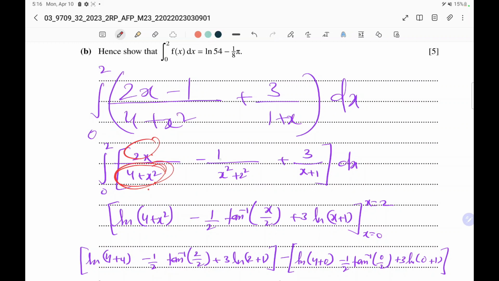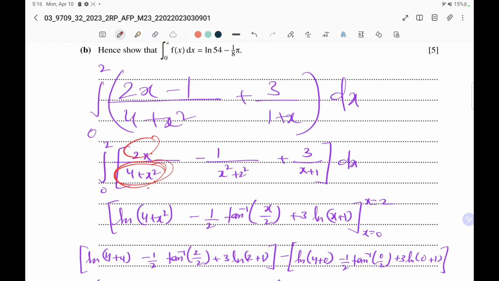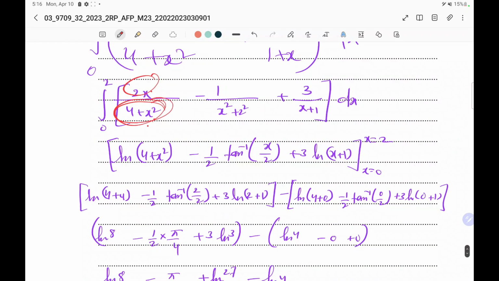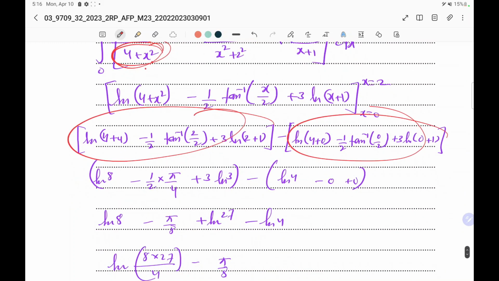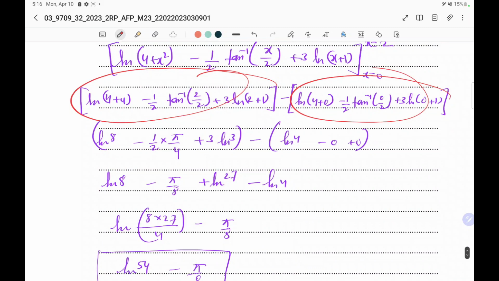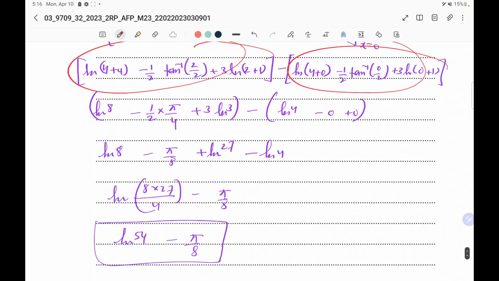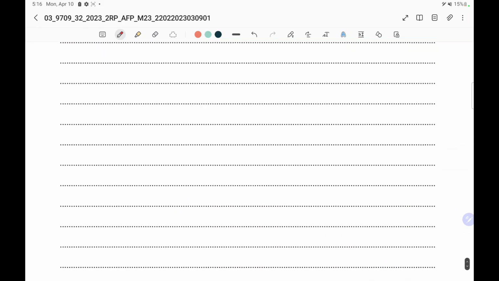So ln of 4 plus x square. This is minus 1 over x square plus a square, whose integration is 1 over a tan inverse x over a. So 1 over 2 tan inverse x over 2. And 3 ln of x plus 1. You have to use limits 0 and 2. So this is your upper limit, this is your lower limit, and just calculate properly. Don't use a calculator. You will get ln 54 minus pi by 8.